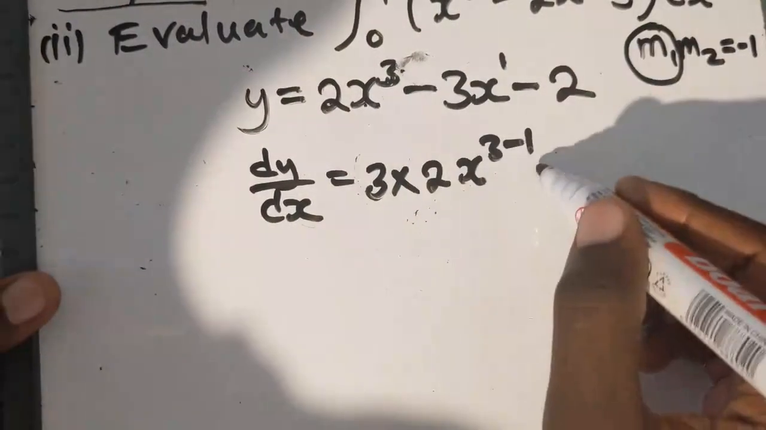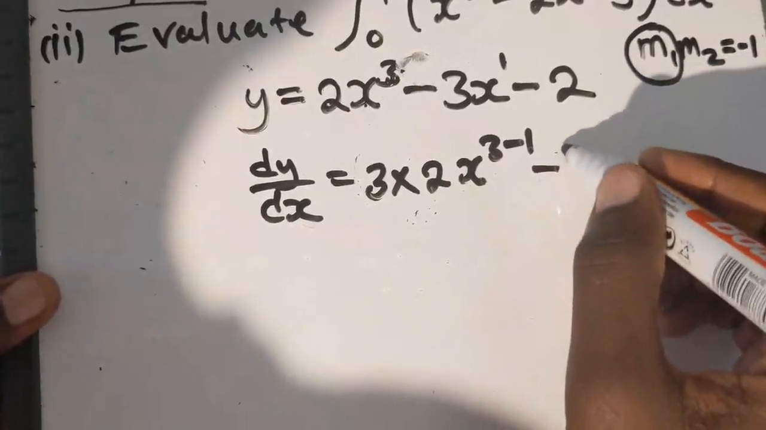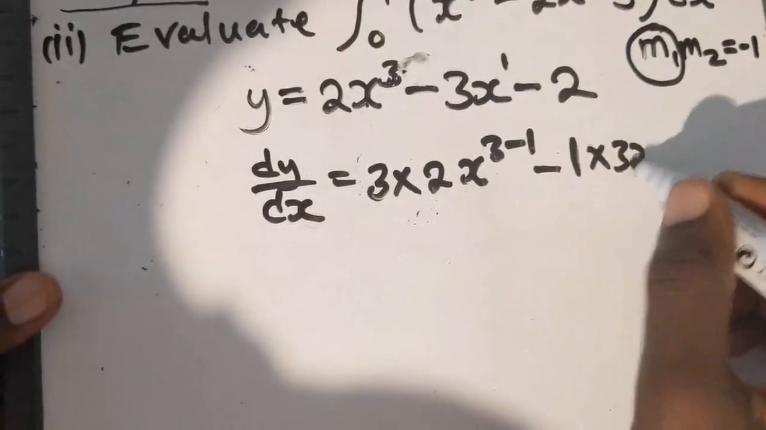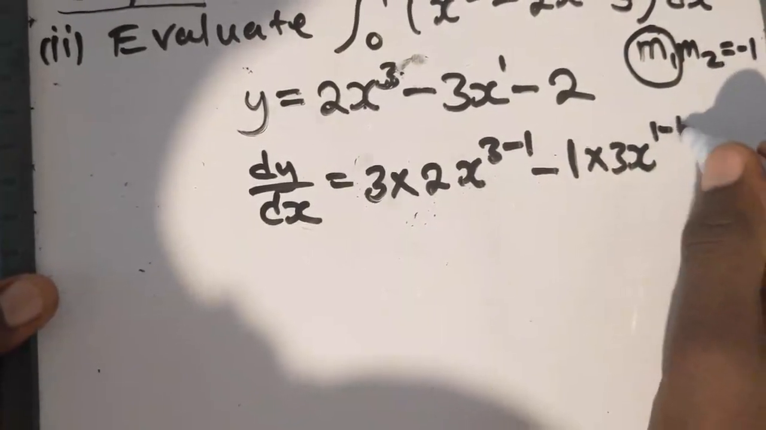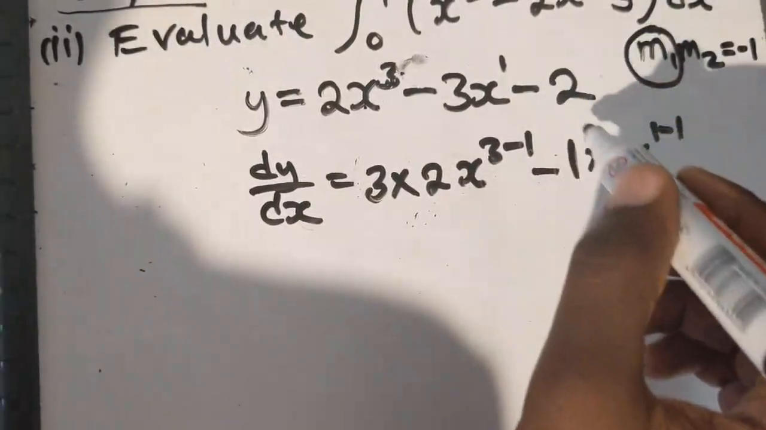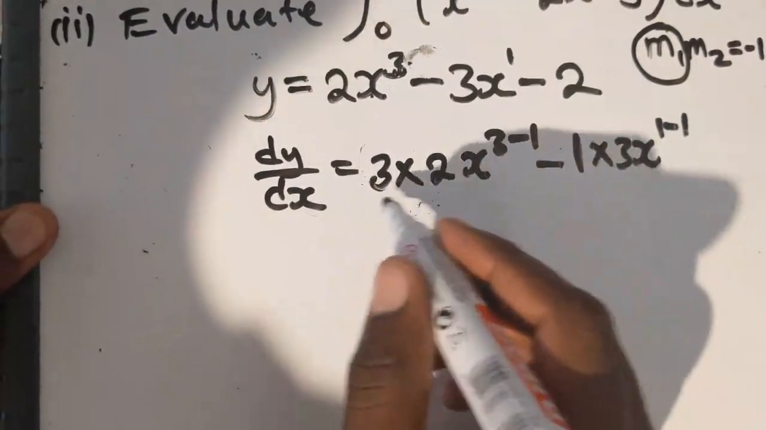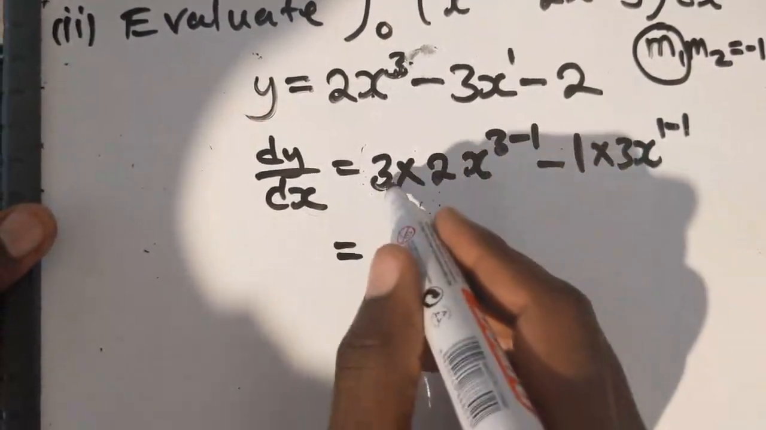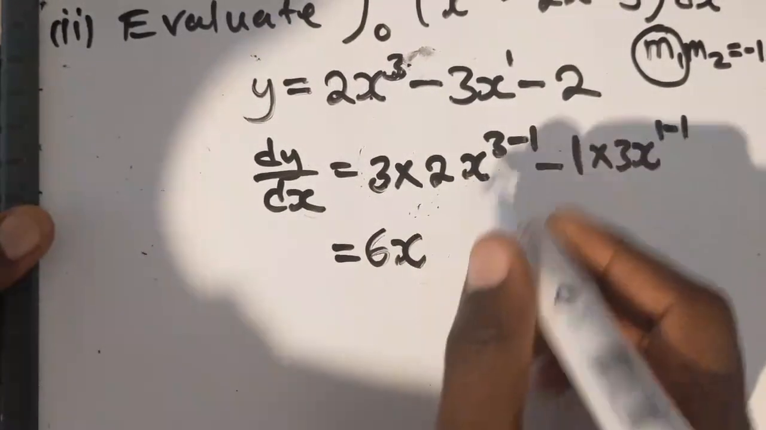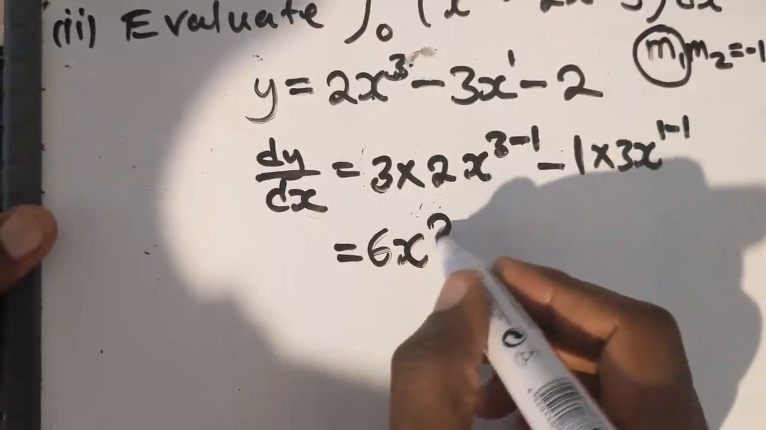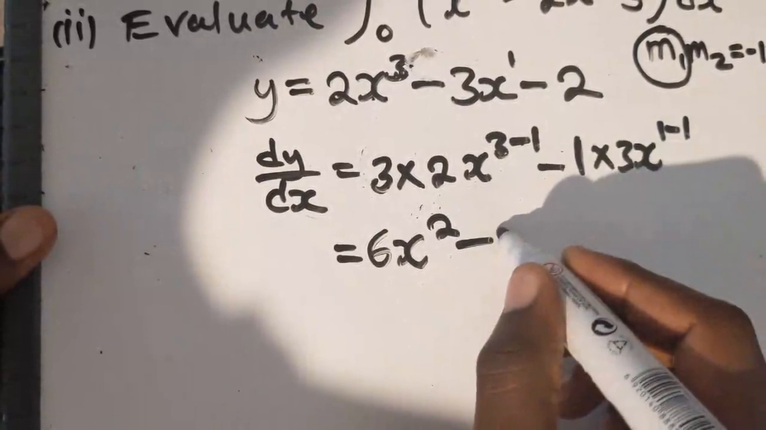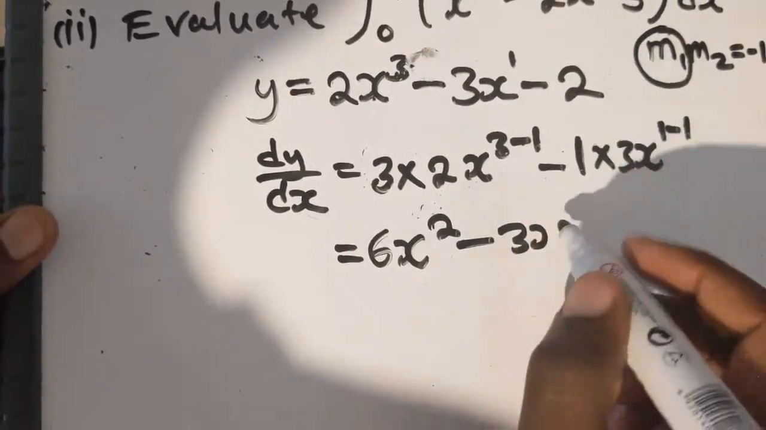So you say negative 1, okay, this is 1, multiplied by 3x to the power 1 minus 1. Then this, there is nothing there, so you just leave it. This is a constant, you just leave it like that. So you say equals 3 times 2, that is 6x. Then 3 minus 1, that is 2. Then there is minus 1 times 3, that is just 3. Okay? 3.